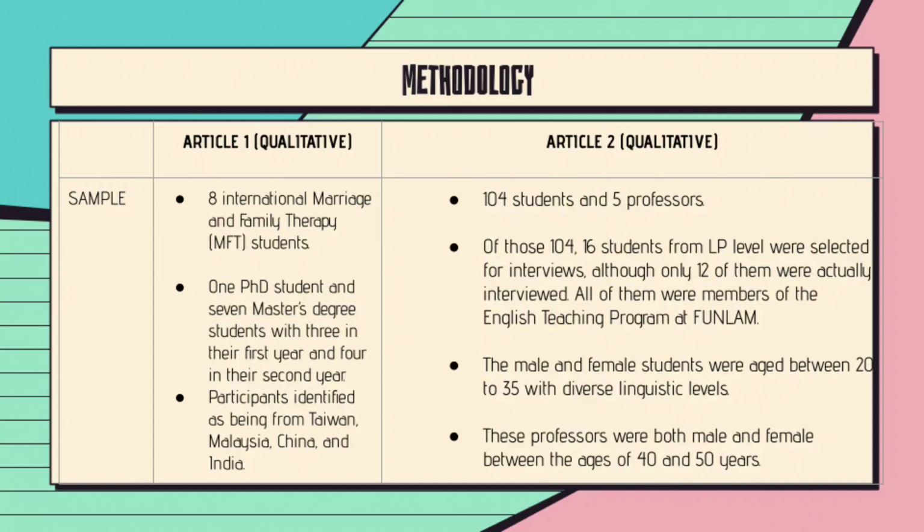While in Article 2, 104 students and 5 professors were chosen for this study. Of those 104 students, only 6 students from the LP level were selected for interviews, although only 12 of them were actually interviewed. All of them were members of the English teaching program at Funlam. The male and female students were aged between 20 to 35 with diverse linguistic levels. The professors were both male and female between the ages of 40 and 50 years.